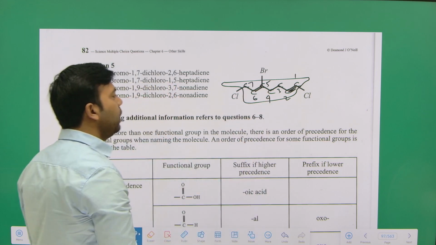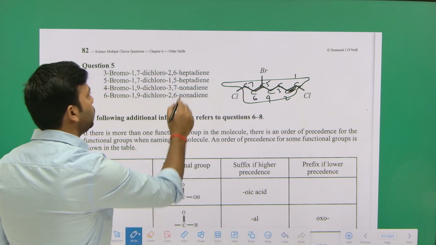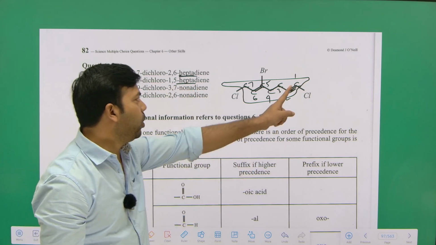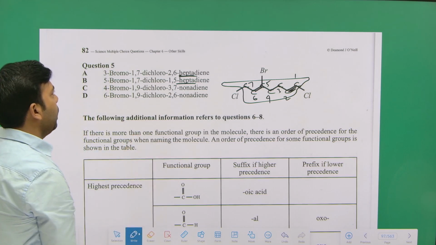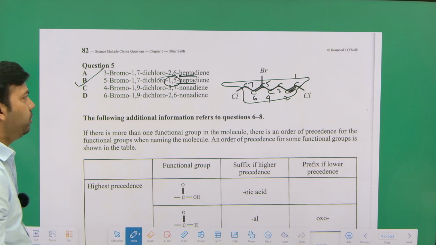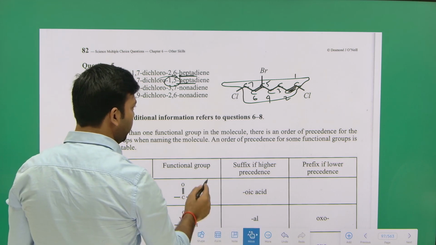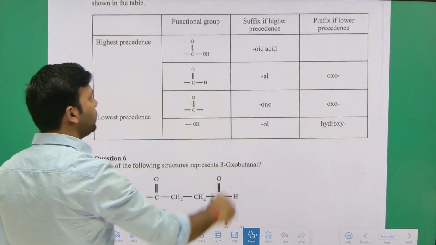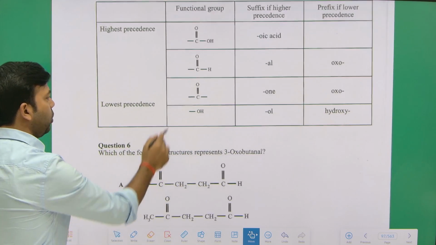Clear? And the name should be what? 7 means hepta. So hepta is here, hepta is here. And it should be double bond at 1 and 5. So hepta-1,5. Hepta-1,5 is only in option B. Simple. Clear? So this is the table in which you have some functional groups and their priority order, as well as their suffix name as well as common name. So now look at this question.